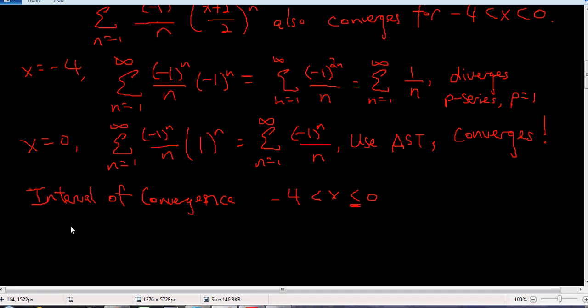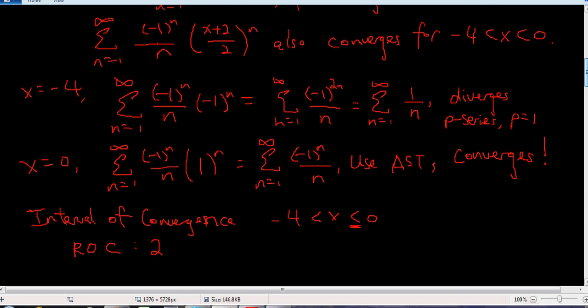This doesn't affect our radius of convergence. Our radius of convergence is still the same thing. It would be the length of this interval, which is still 4, divided by 2, which gives me back 2. So the radius of convergence is 2. So in this video, we used the direct comparison test to find the interval of convergence and the radius of convergence. The key point you need to remember is you need to check the endpoints.